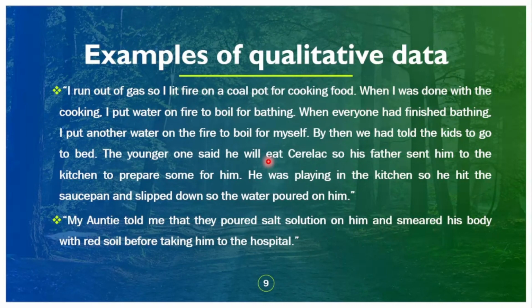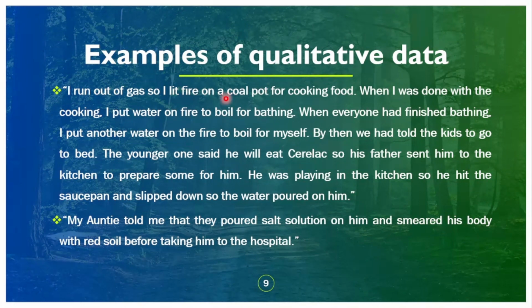Let me show you what a qualitative data looks like. So I'm reading this out. I ran out of gas, so I lit fire on a coal pot for cooking. When I was done with the cooking, I put water on fire to boil for bathing. When everyone had finished bathing, I put another water on the fire to boil for myself. By then, we had told the kids to go to bed. The younger one said he will eat Cerelac, so his father sent him to the kitchen to prepare some for him. He was playing in the kitchen, so he hit the saucepan and slipped down, so the water poured on him. So this was a response from a participant who was asked how the burn got about.